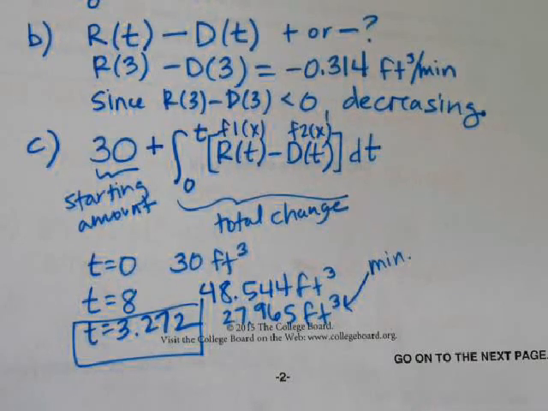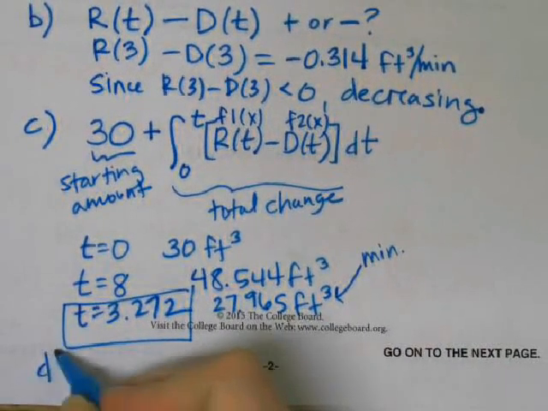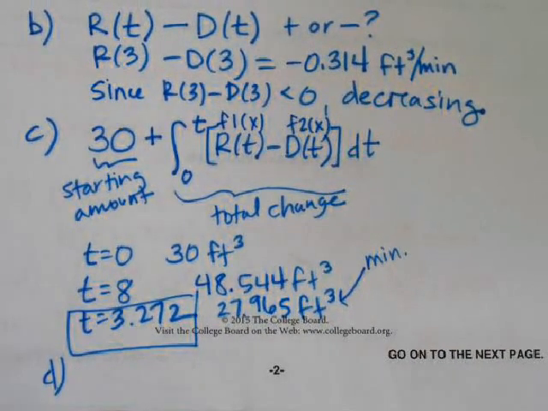And it started with 30. This idea of the starting amount plus the total change is pretty common. We'll see that on a few other problems. I think you'll be more comfortable with that after we do a few more of these. So you would just write this expression on part D. If you skipped part C, you would still need that on part D.